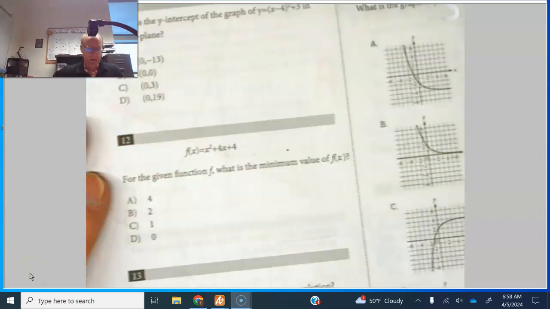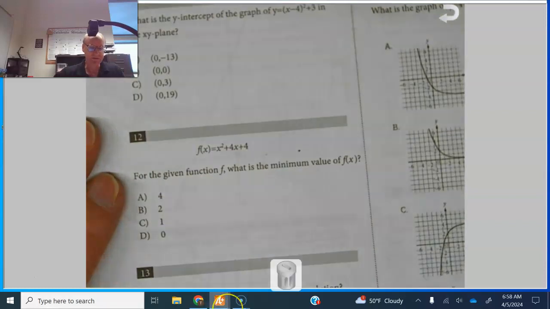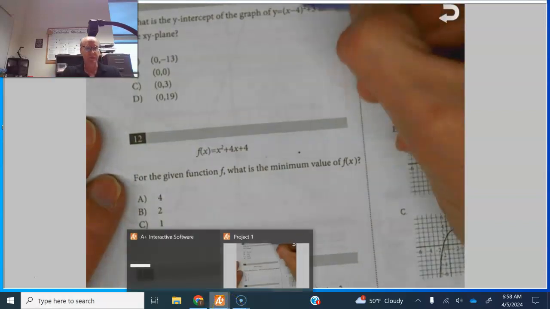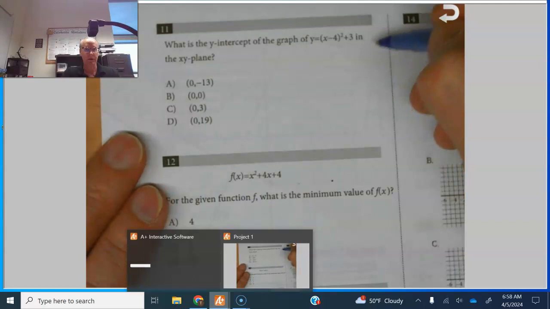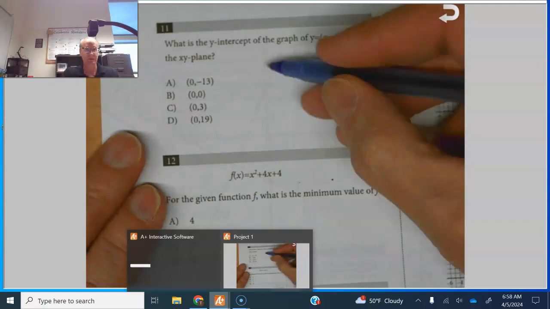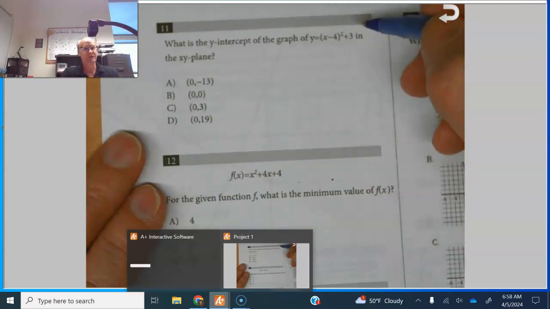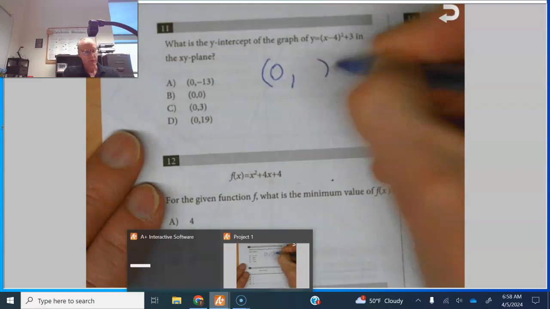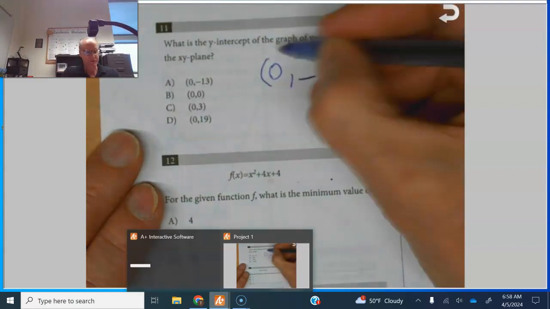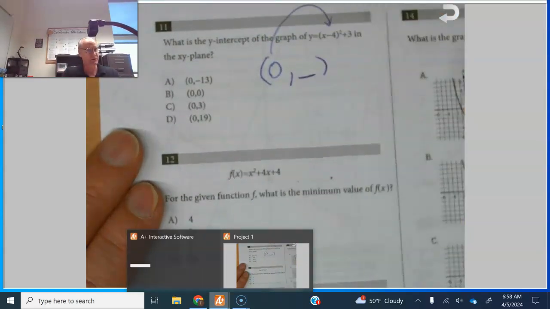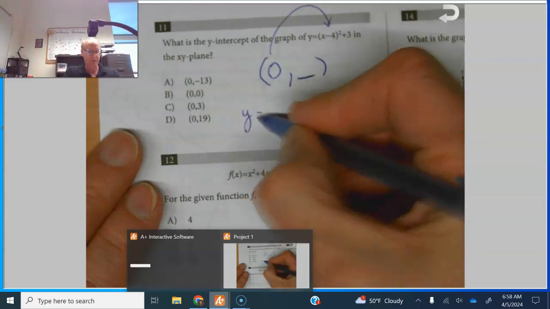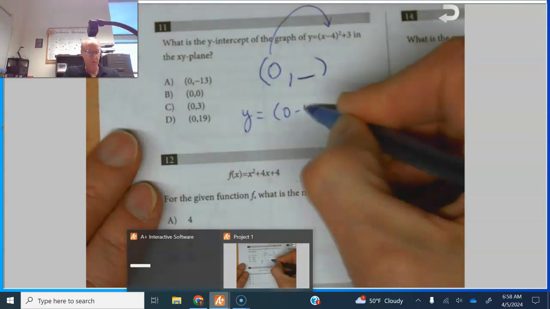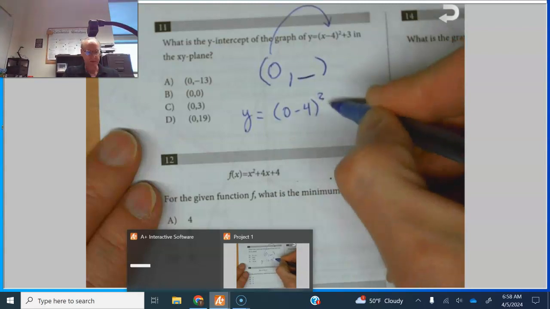Number 11. What is the y-intercept of the graph y equals (x minus 4) squared plus 3 in the xy plane? A very, very easy problem if you understand y-intercept. Remember, the y-intercept is where x is 0, and we're looking for a value. So all you have to do is substitute the 0 into your equation. So y is equal to (0 minus 4) squared plus 3.